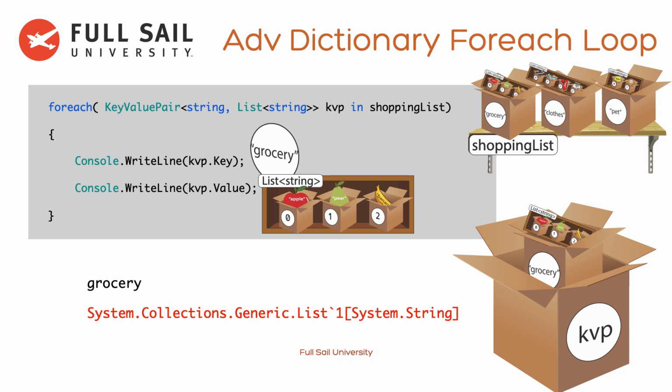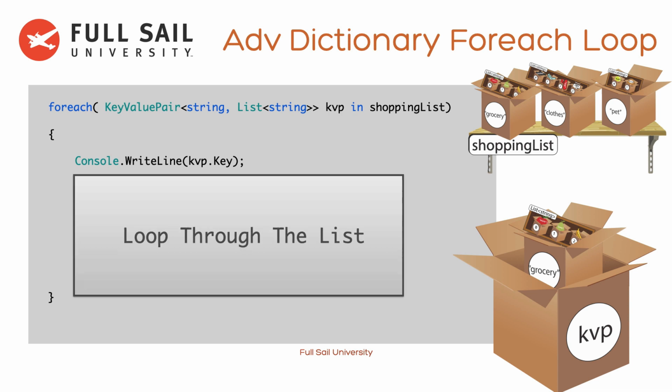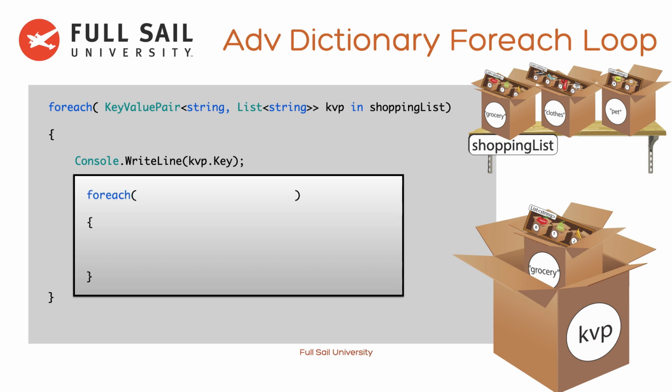So we can't just use KVP as it is. So don't do that. Now, instead, how do we output a list? You might have to go back to your list videos earlier in this course, but I'll give you a secret. We used a loop, right? So we have to loop through this list.